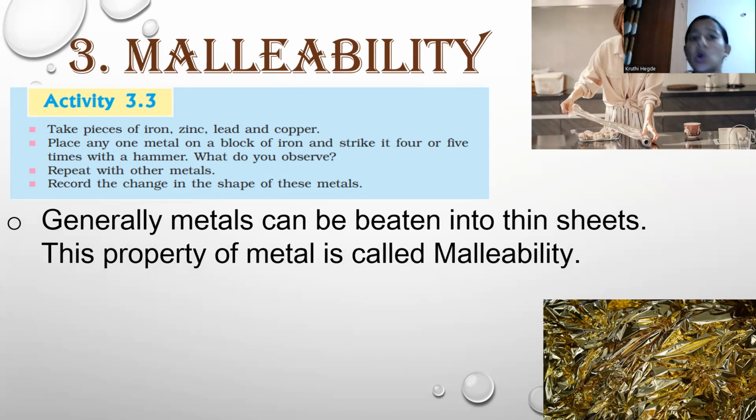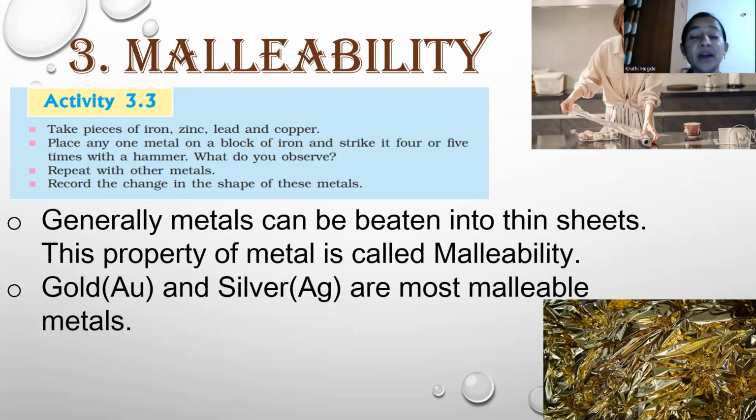You might have seen copper sheets also, which we use in laboratories. And even you might have seen it with small kids. In Kannada, they say thayta, they write on copper, put it inside the amulet and tie it on the child so that nothing happens to the child. So that is also made up of copper sheet, which is because of its malleable nature.